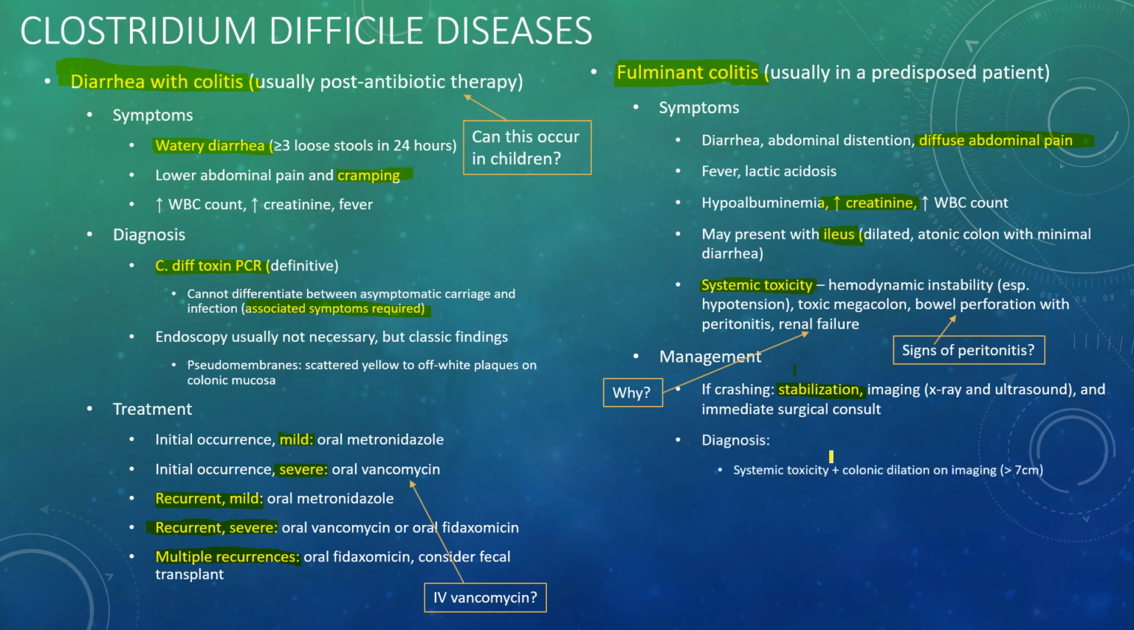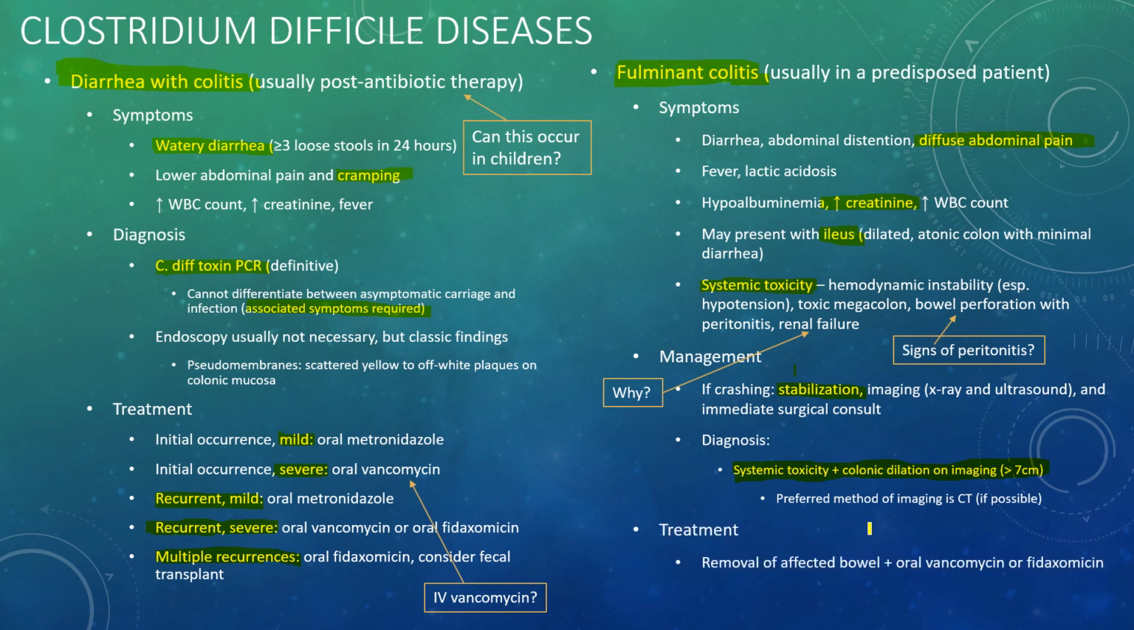Now, how are we going to diagnose it? Systemic toxicity, as we said before, and colonic dilation on imaging of greater than 7 centimeters. So this is how you diagnose it. If it's fulminant, you're going to have massive colonic dilation. Preferred method of imaging to detect the colonic dilation is a CT scan.